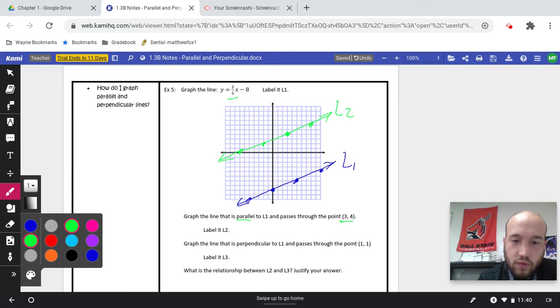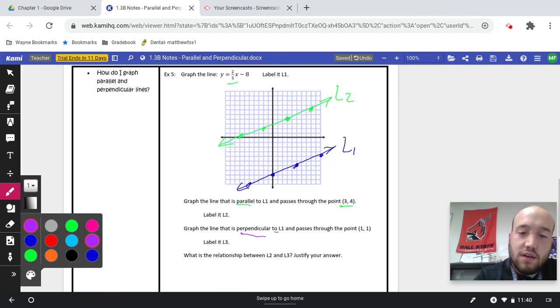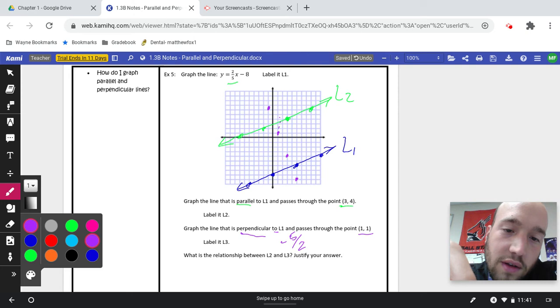Okay. So now, the final thing here that we're going to graph is L3, and it says that it has to be perpendicular to L1. So L1 had a slope of 2/5, so the opposite reciprocal of that is now going to be negative 5 over 2. We know it's going to go through this point, (1, 1), so that's where we can start. And it's negative 5 over 2. So drop down 5, 1, 2, 3, 4, 5, right 2. Or I can go up 5 and left 2. Okay, so then I draw this line in.